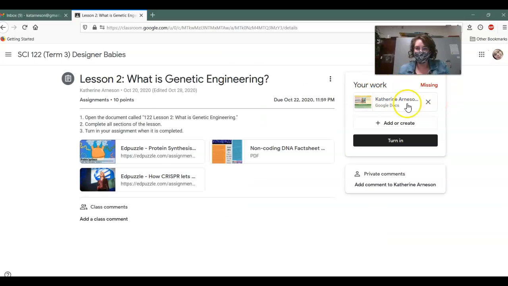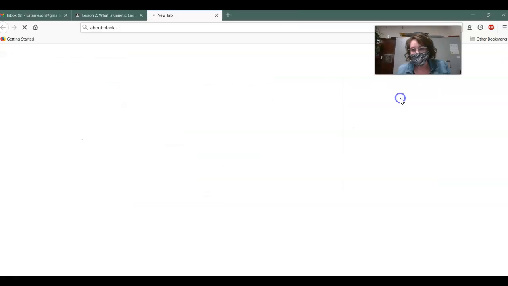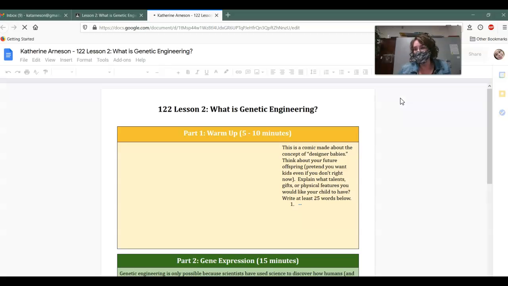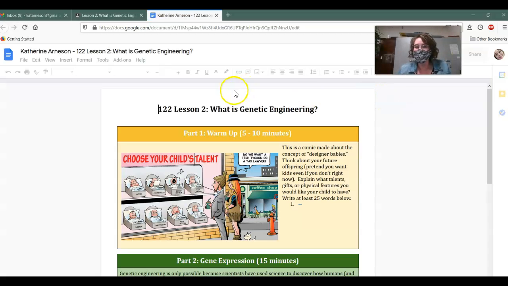And then in the corner over here, mine says missing. So it says I haven't turned it in yet, and that's because I just barely logged in with my account. So I'm going to go ahead and open that document. If yours has already been given a 0 or something, it might say that you've already turned it in. You might have to push make a copy or something.